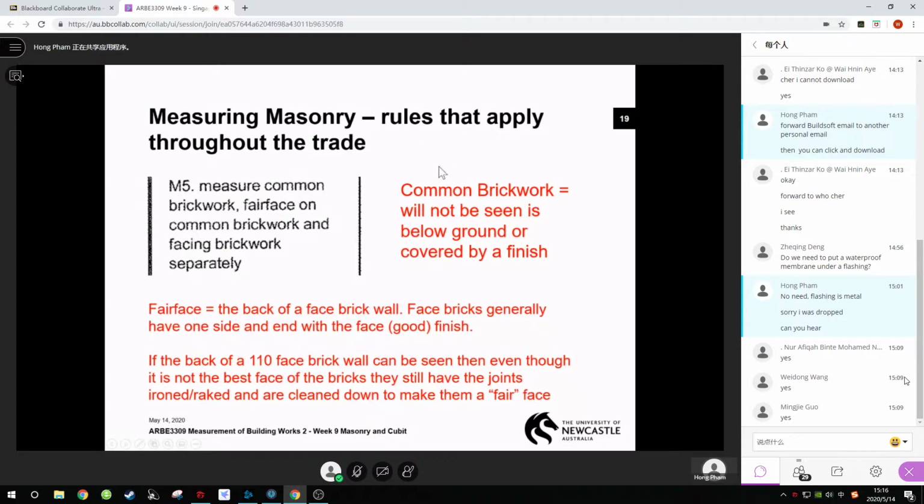Slide number 20, rule number 6: measure facings 2 courses below ground. Okay, so guys, just a quick recap over here.